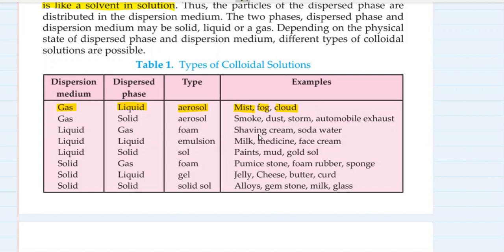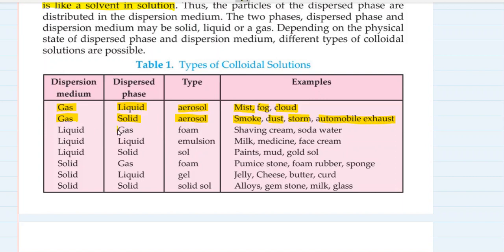Water vapors are the dispersed phase which are dispersed in gas. That's an aerosol. When solid dispersed phase is dispersed in gas dispersion medium, it is also known as aerosol. And the examples are smoke, dust storm, automobile exhaust, etc.